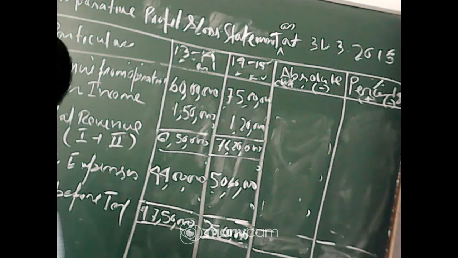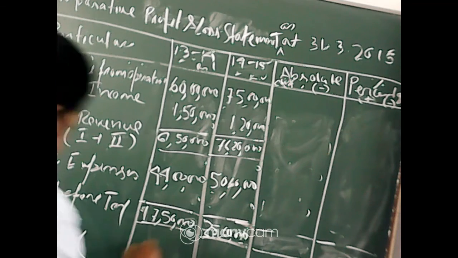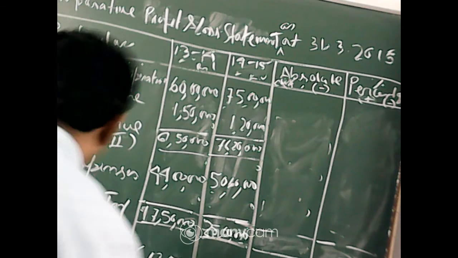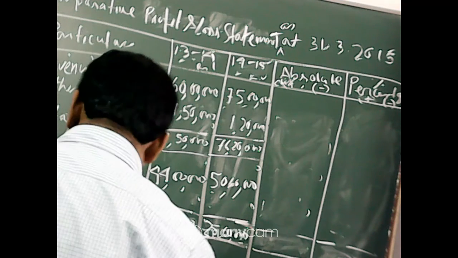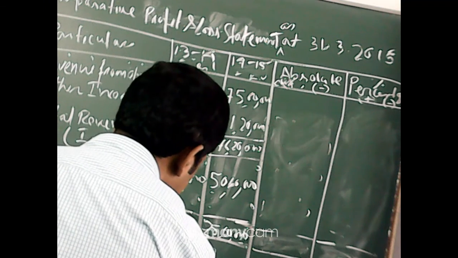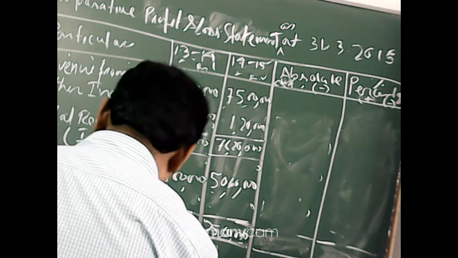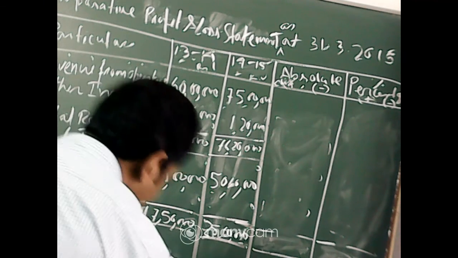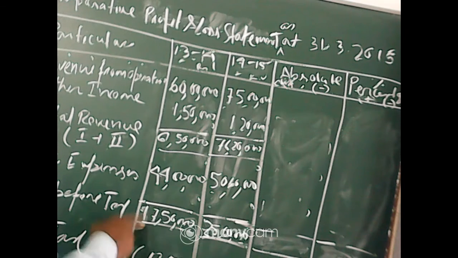What is the figure? 6 lakh 12,500 for 2013-14, and for 14-15 10 lakh 24,000 will be the figure. Then we have to deduct the tax from the profit before tax.